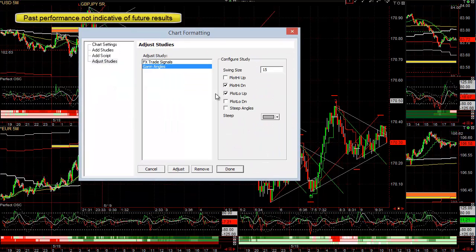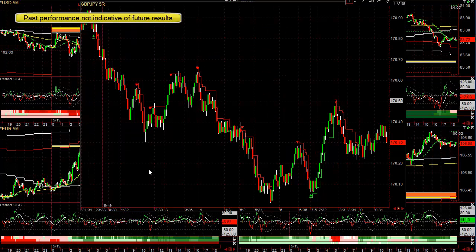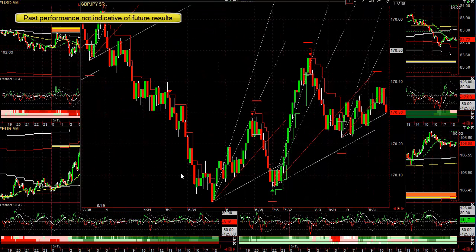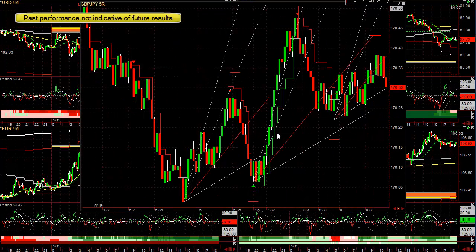The only reason I'm showing this is I'm planning on releasing it probably next weekend. It's a pretty sophisticated tool. Only our professional traders are probably going to use it. Amateur traders, probably not. But you can see the very steep angles with the dotted lines.